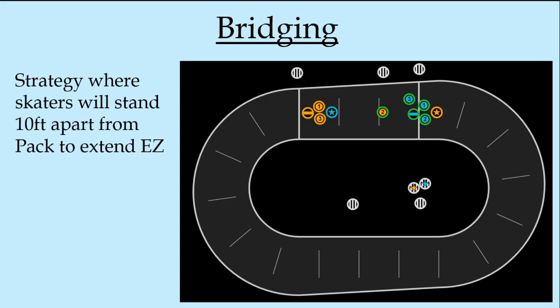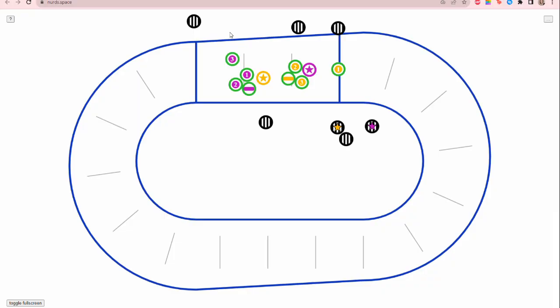Bridging is a strategy where skaters stand 10 feet apart from the pack to extend the engagement zone. So in this situation, if yellow jammer was pushing up the purple wall, once there's a no pack, if you don't send anyone clockwise, you're relying on the other team to reform before you're allowed to block the jammer again. And most teams don't want to do that. They want to continue blocking and not risk getting a penalty.